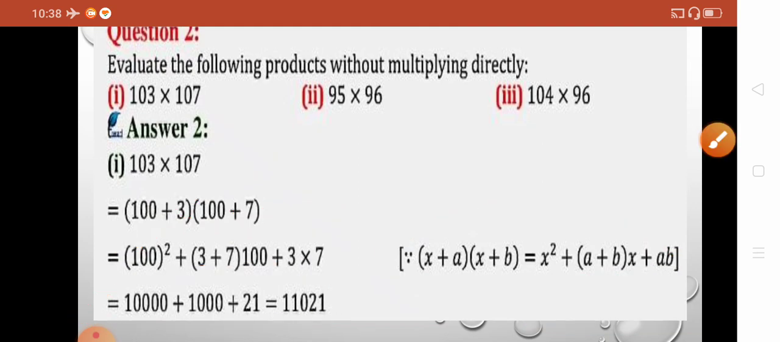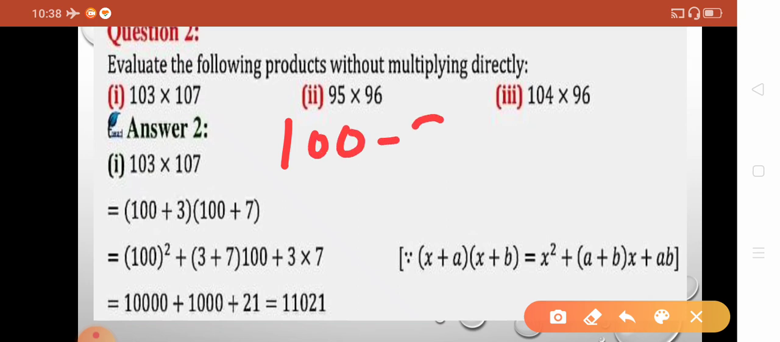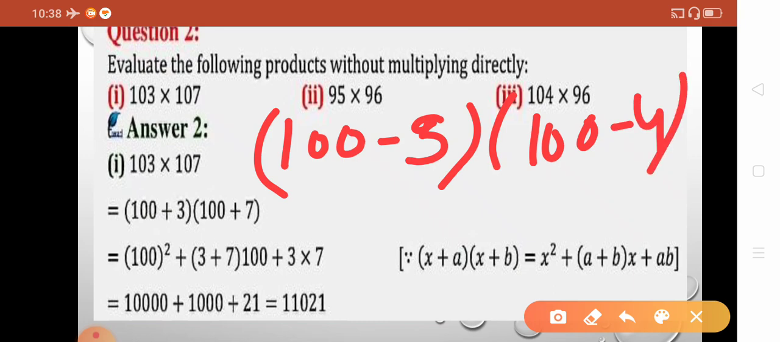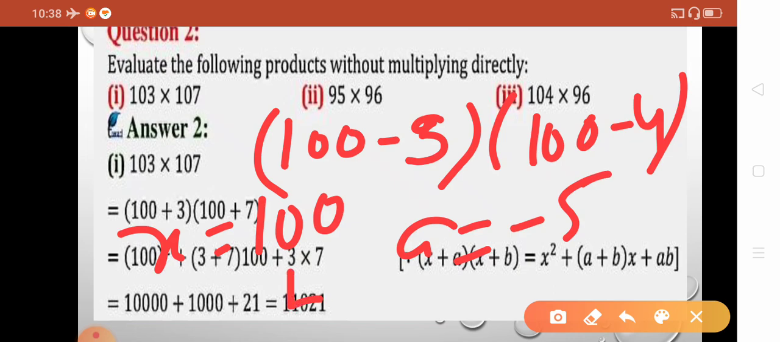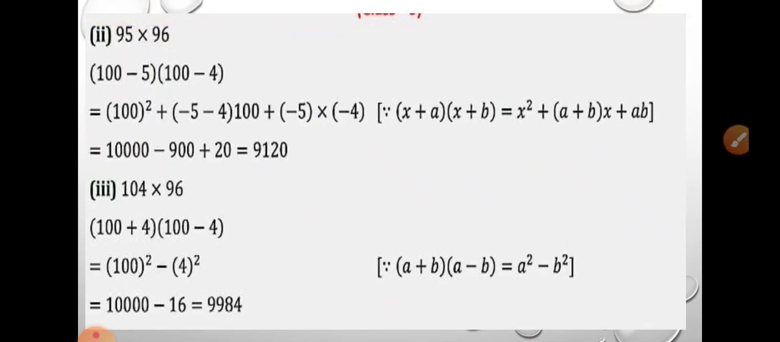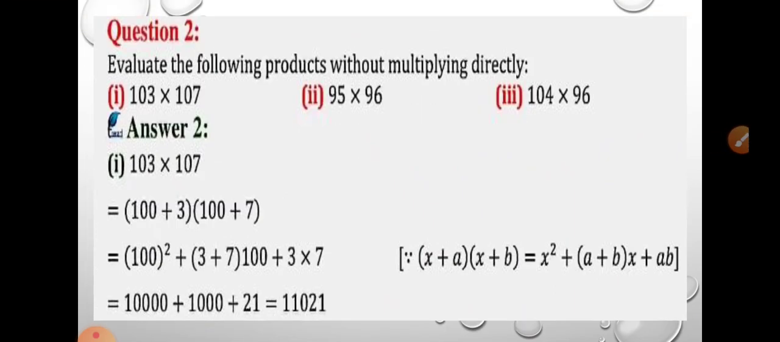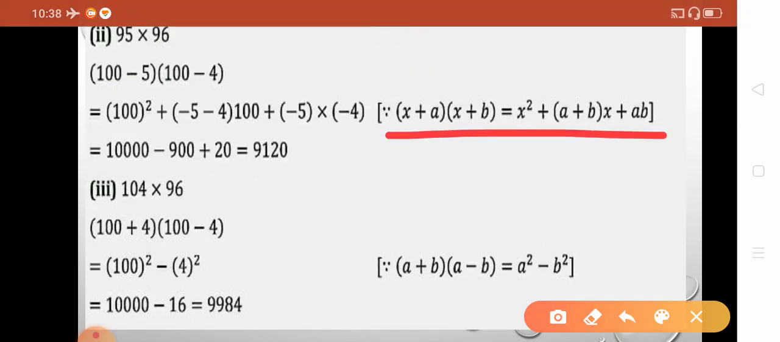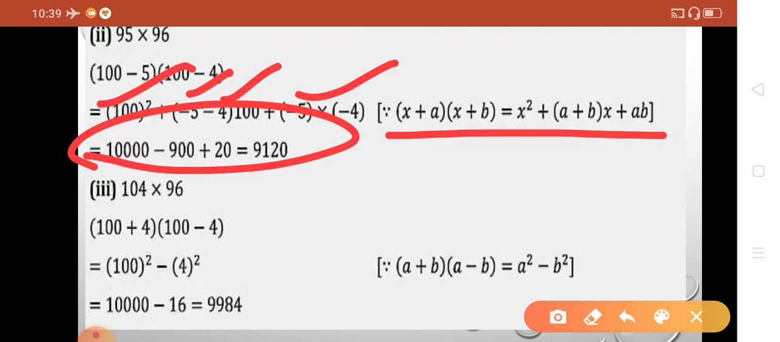In the second part, 95 we can write as 100 minus 5, and 96 as 100 minus 4. Again the value of x is 100, the value of a is minus 5, and the value of b is minus 4. The same formula you have to use, and put in the values of x, a and b. So we have used the formula (x + a)(x + b), with x as 100, a as minus 5, b as minus 4, and we will open the formula and get the answer.